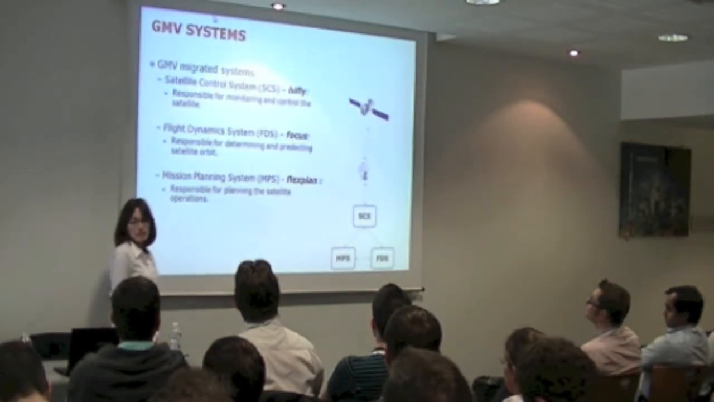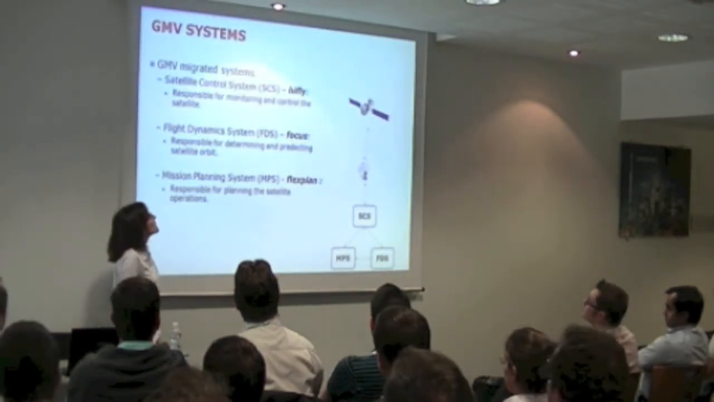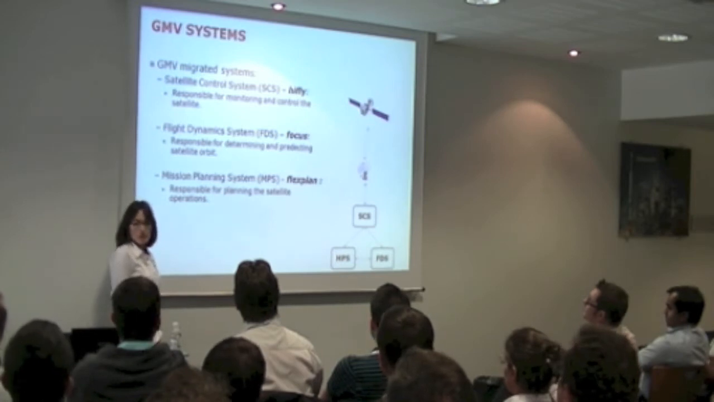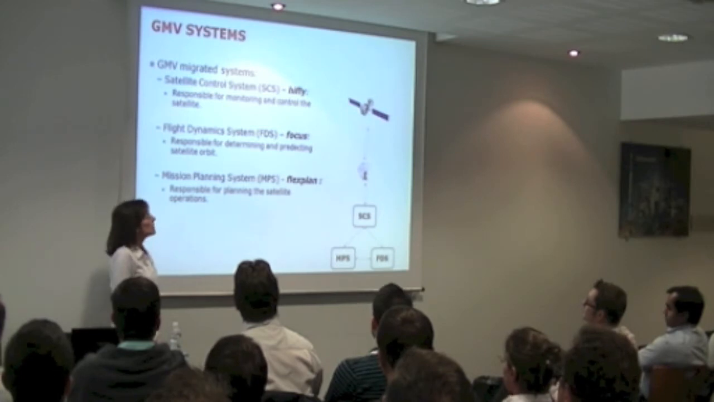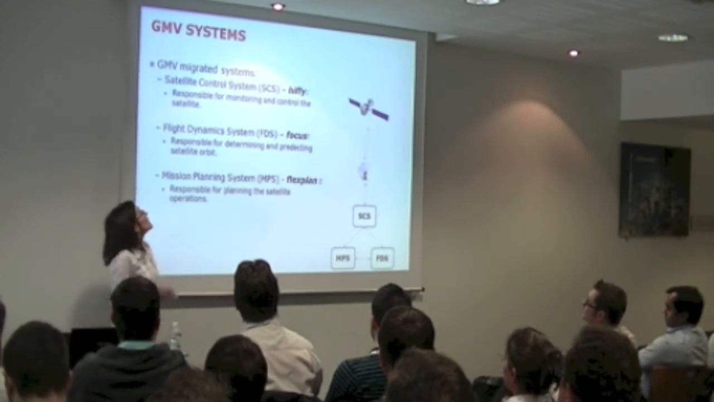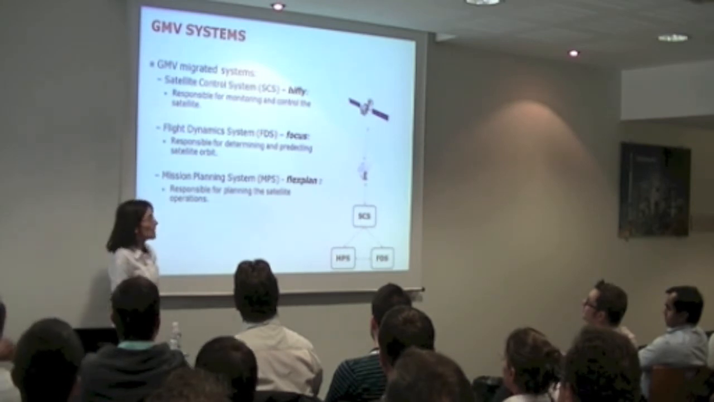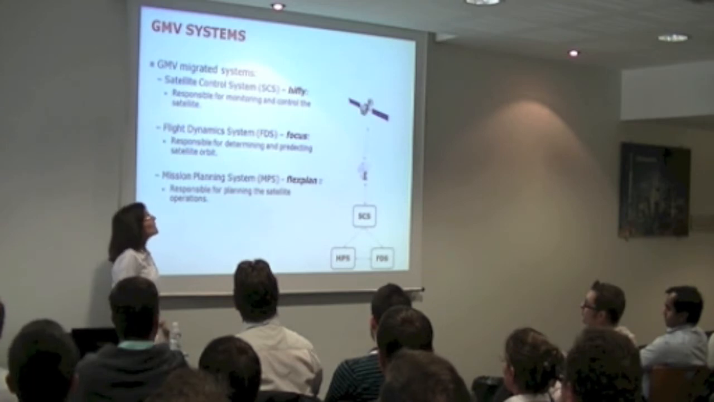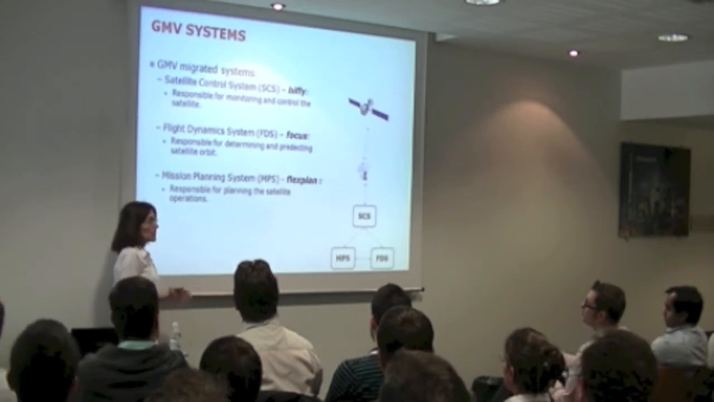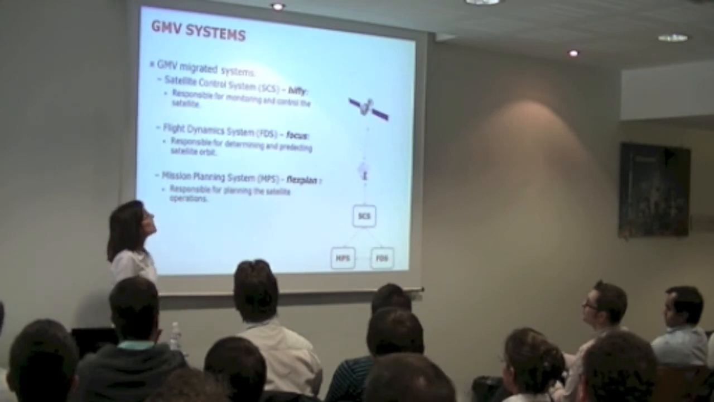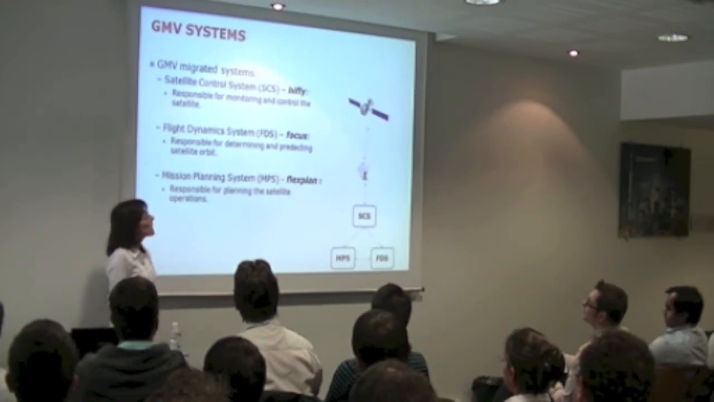As I have said before, GMV developed several systems for the space domain, but GMV is only migrating 3 of those systems: the satellite control system, the flight dynamics system, and the mission planning system. The satellite control system is in charge of monitoring and controlling the satellite. It receives information from the satellite about its status and sends operations to the satellite to control it. The GMV product is HiFly.